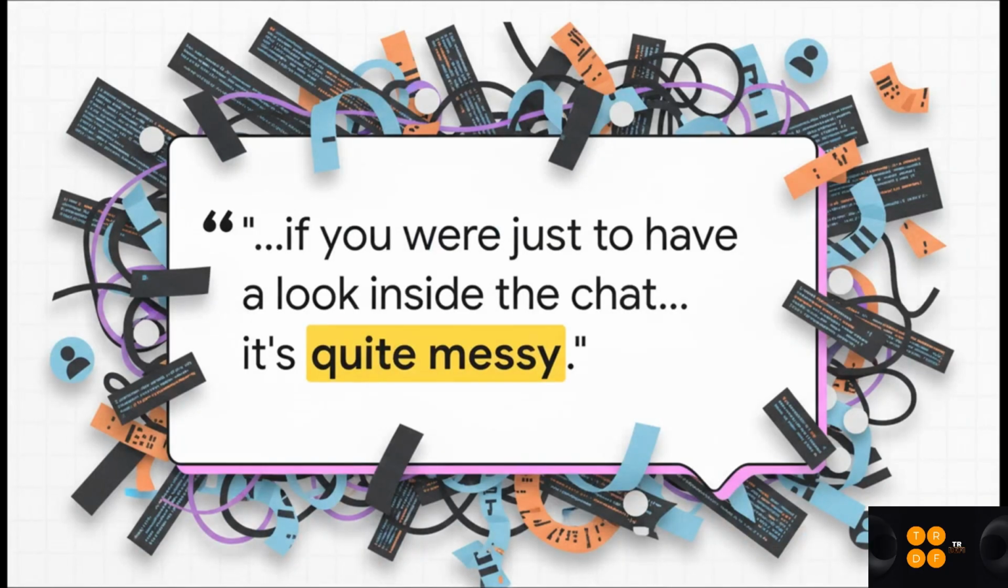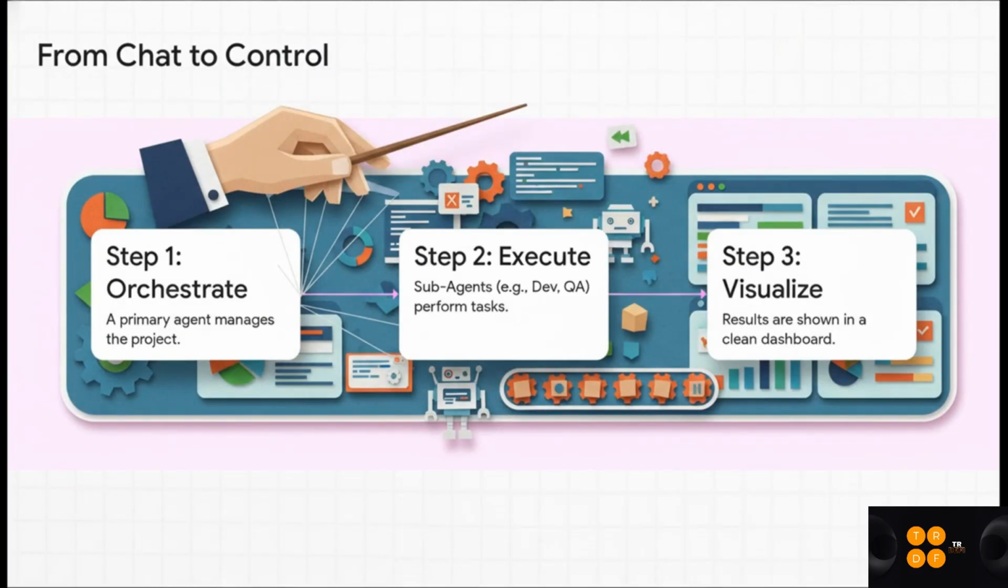But remember the problem we talked about? Trying to manage a whole team of agents in a standard terminal is, and I'm quoting here, quite messy. It's just this chaotic stream of text that's almost impossible to follow. And here is the brilliant solution in action. The templates introduce what's called a visual orchestrator. So a main agent acts as the project manager, orchestrating the work. It then assigns tasks to sub-agents, like your developers and QA engineers, and this is the crucial part.